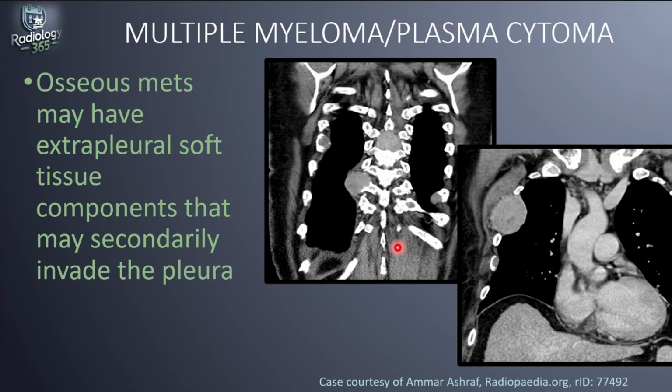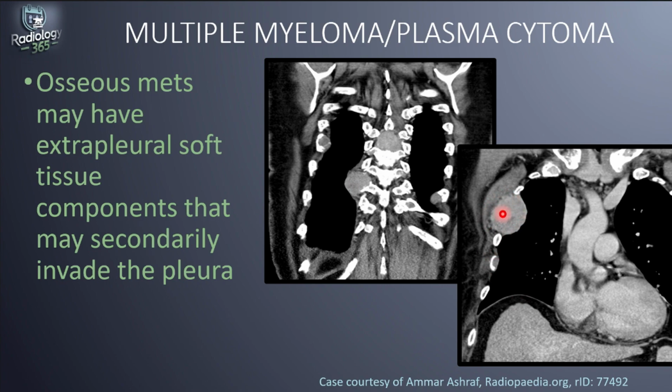So these images show multiple variable sized lytic areas. If you look here in this region, you can see this lytic region in this bone. We can see some here, we can see another one here, and these appear to even have soft tissue components to them. There's another one here and a very big one here.